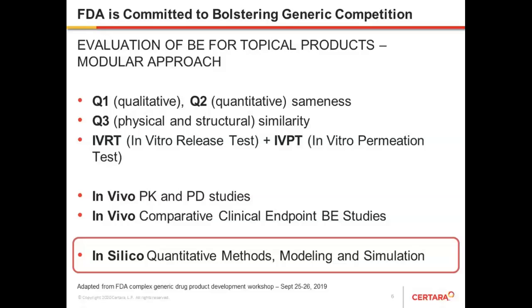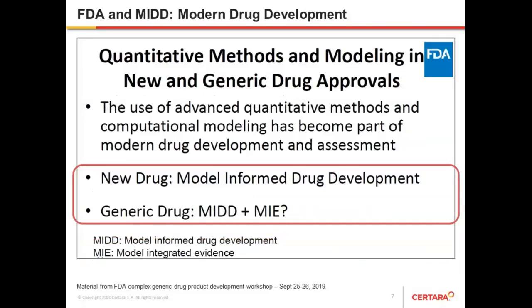In silico, quantitative methods based on modeling and simulation are here to help, and they can both help to understand the data, already generated data, and help to plan the clinical studies and preclinical experiments as well. So the quantitative methods in modeling in generic drug approvals are part of the concept which is called model-informed drug development.